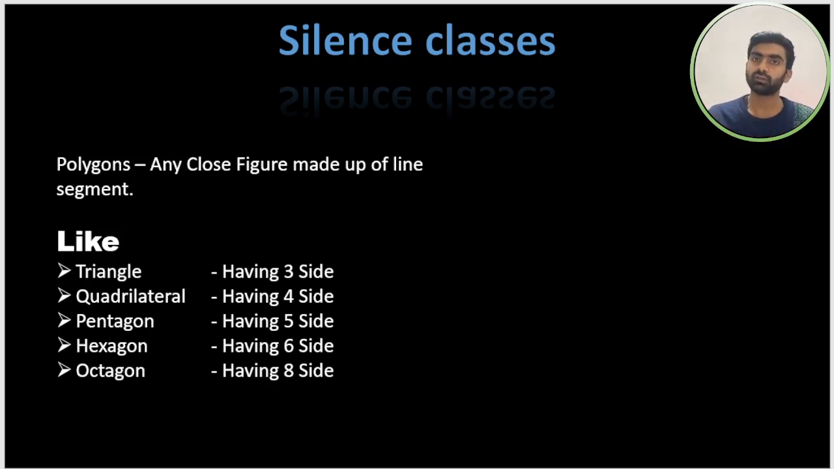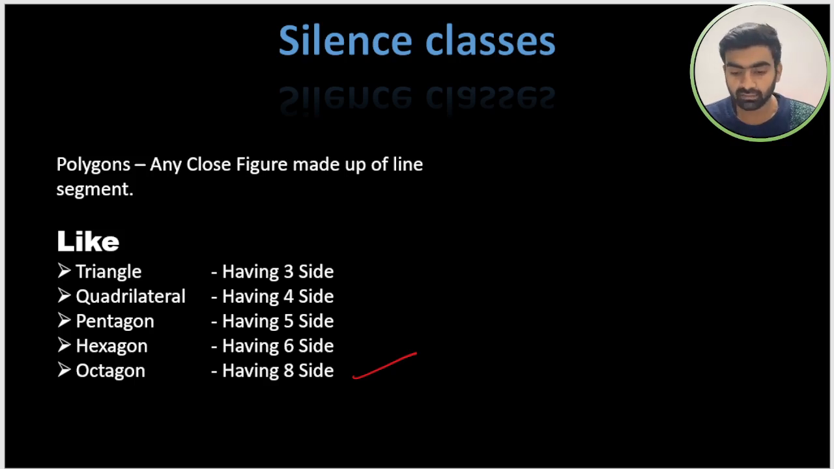Which means a quadrilateral is also a polygon. All quadrilaterals are polygons, but all polygons are not quadrilaterals, because polygons can have 6 sides, 8 sides, 5 sides, but a quadrilateral is specific. Quadrilaterals have only 4 sides. So all quadrilaterals are polygons, but all polygons are not quadrilaterals.